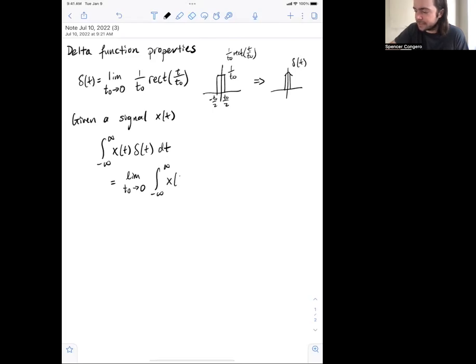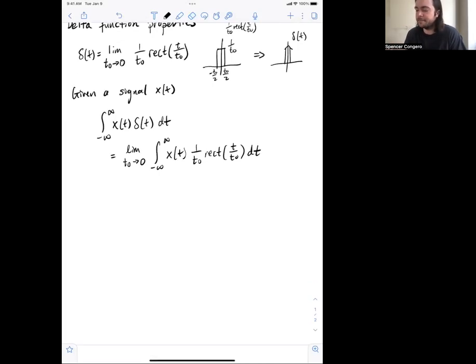Okay, well, the x of t stays the same, and then I'll just plug in what the delta function is. Okay, so I just plugged in for what we've been making this delta function out of, a limit of these rects. Okay, and now what? Now I'm going to rearrange this a little bit. So I'm going to take the 1 over t naught out.